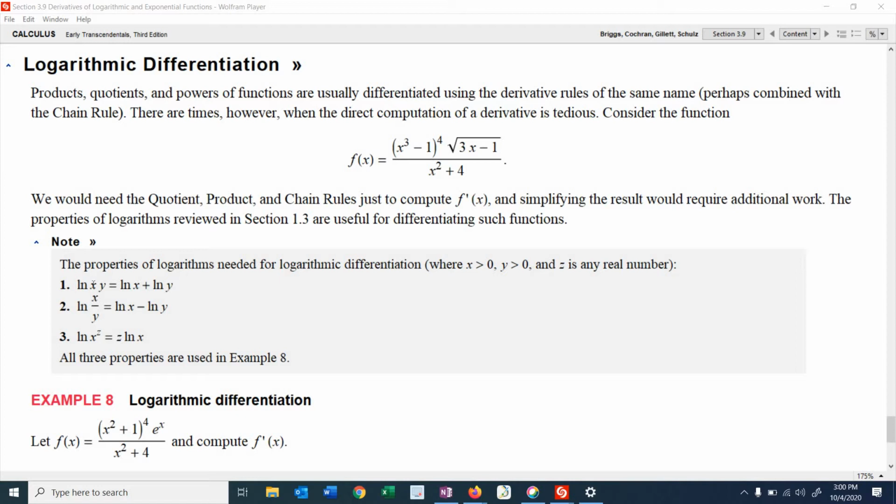The second one says that the natural log of x divided by y is the natural log of x minus the natural log of y. So multiplication converts into addition here, and division converts into subtraction. And then one we've already talked about is the natural log of x raised to the z power is the same as z times the natural log of x.